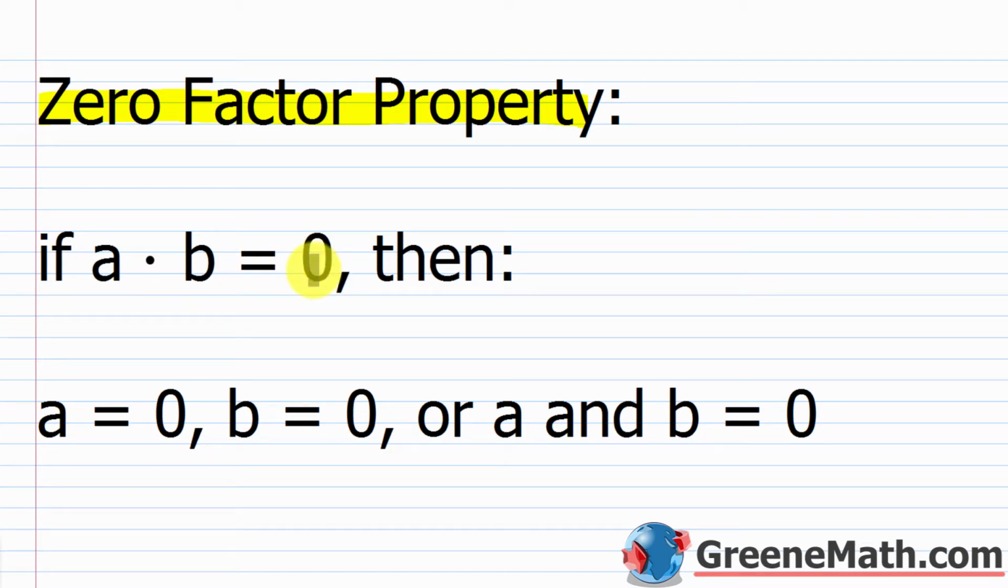So let's stop for a second. A is just some unknown, B is some unknown. So this could be X times Y, it could be Z times Q. It could be presented in any different way. Two unknowns are multiplied together and the result is 0.